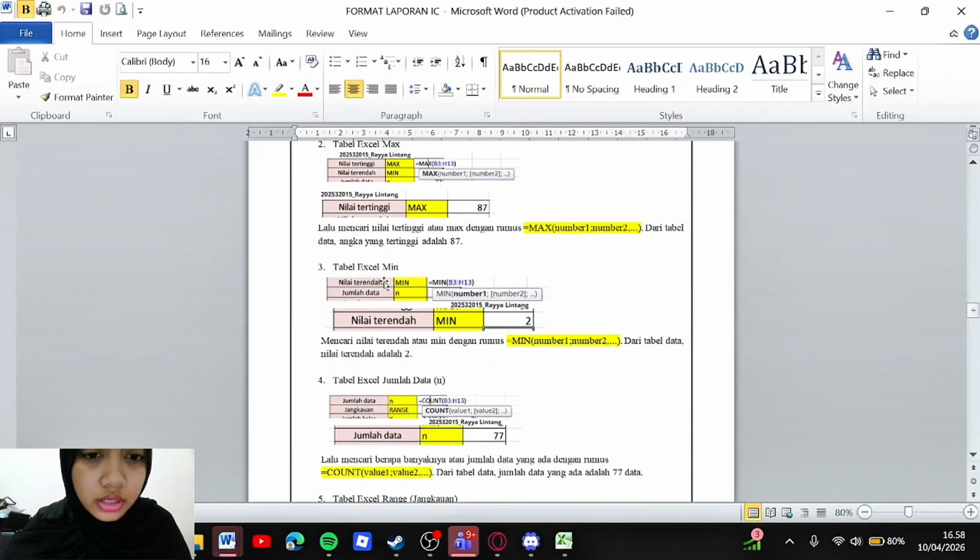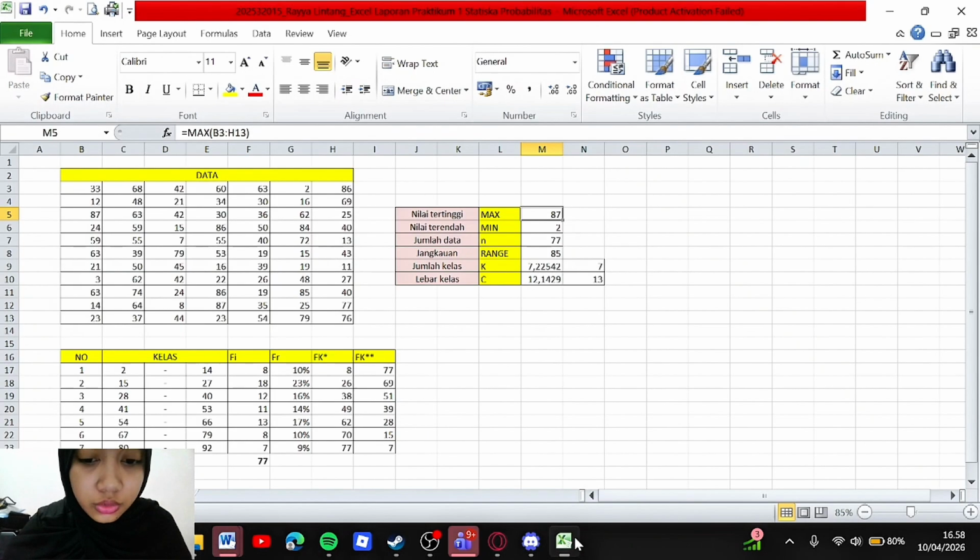Now we move to the next step, which is to find the lowest value in the data. We use the MIN formula. The formula is written as equal MIN(number1, number2). This formula shows the minimum value of the dataset and the result is 2.